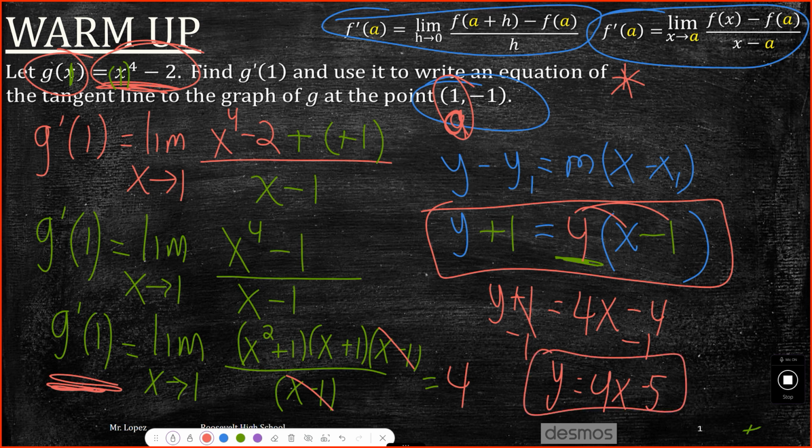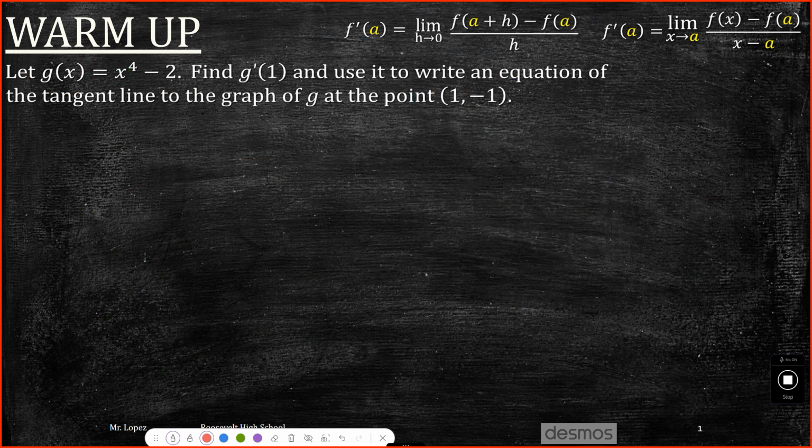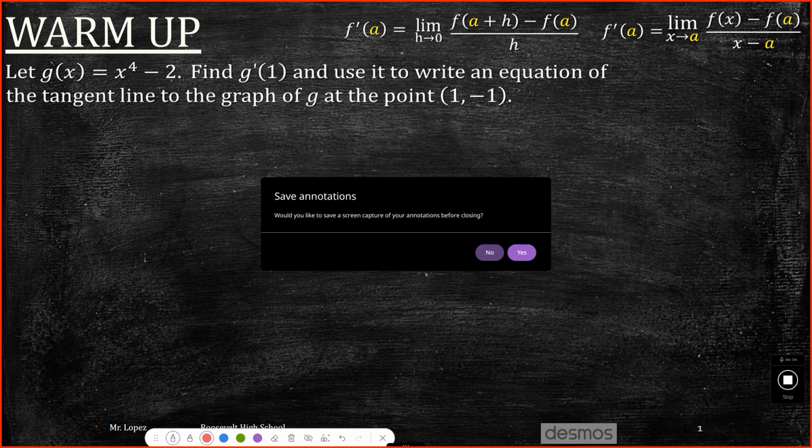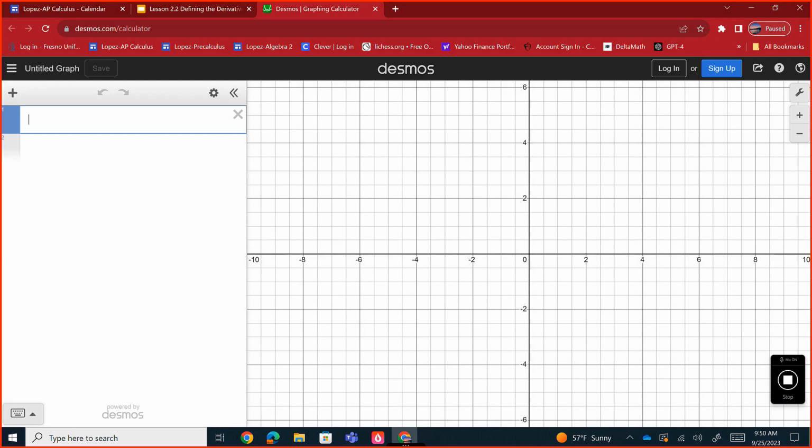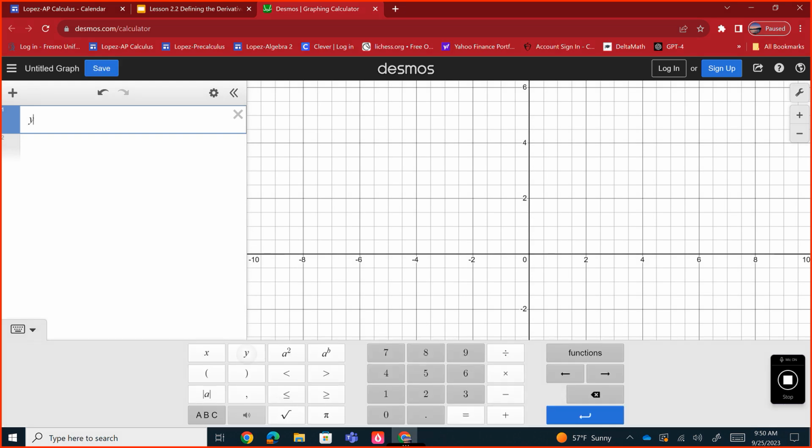And then you're going to tell me x to the fourth minus 2. I'm going to go ahead and graph it. All right? Let me go to decimals. Let me get out. Save annotations? No. Decimals. All right. So equation 1 was what? y equals what? x to the fourth minus what? Minus 2.